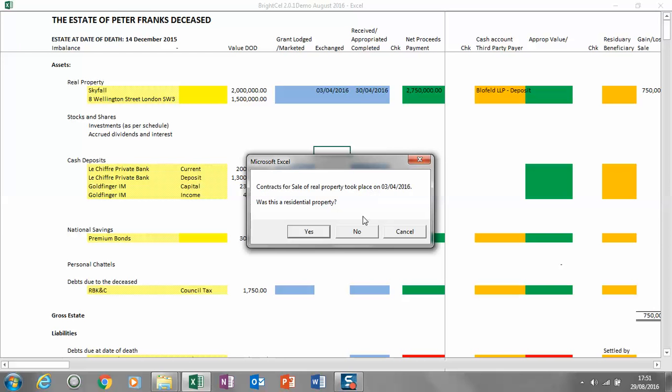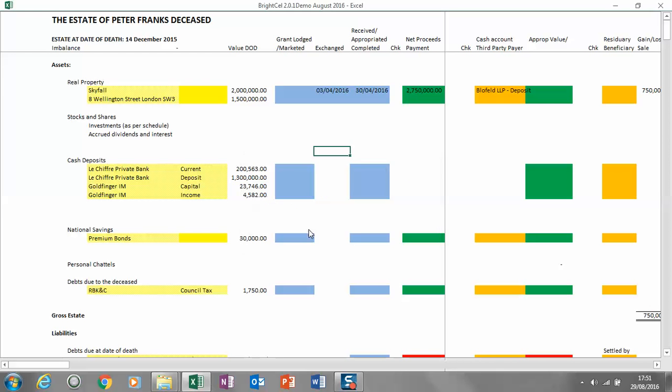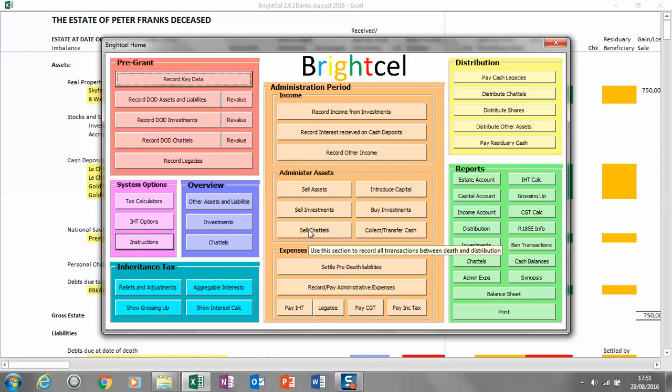and contracts for sale of real property took place on 30th of April 2016. Was this a residential property? Well, yes, it was. So we put yes. And that is because there are different rates of CGT for residential property and commercial property. So that is selling an asset.